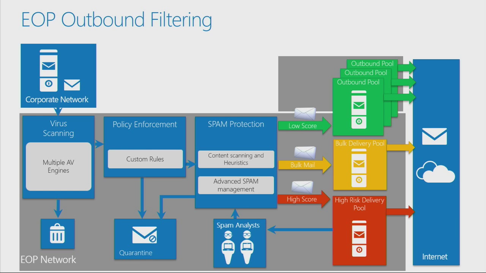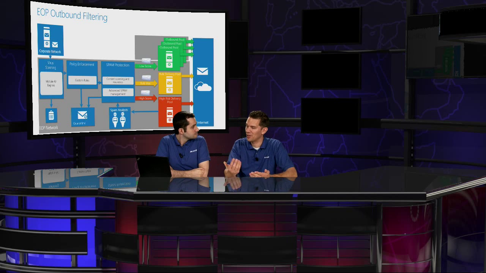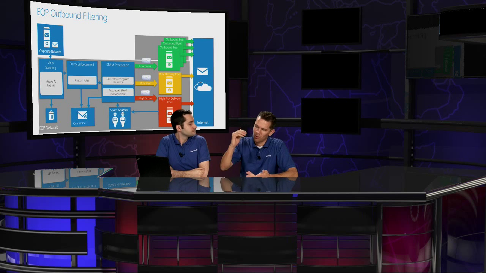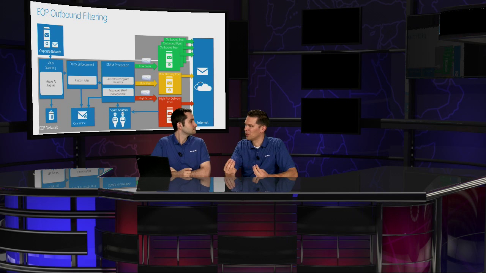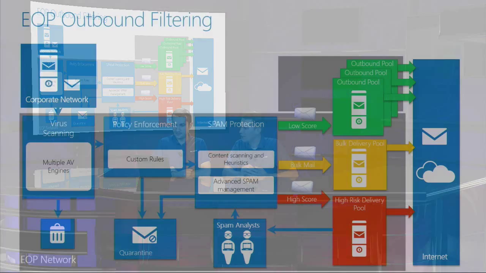Yes, it's common now. So what do we do with the scores that these messages get from the spam filtering? As you remember, we give messages a specific score for how high the risk is that the message is spam. Based on this score, we decide whether to send the message to the normal outbound pool, the bulk delivery pool, or the high risk delivery pool.